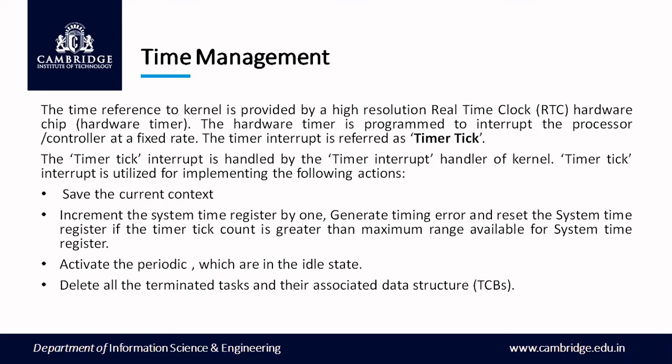Then generate the timing error and reset the system time register if the timer tick count is greater than the maximum range available for the system time register. So you'll have a maximum range available for the system time register, and in the same way you will have the timer tick, which also has a fixed rate. So you're going to check with both. If the timer tick count is greater than the maximum range available for the system time register, you're going to generate a timing error.